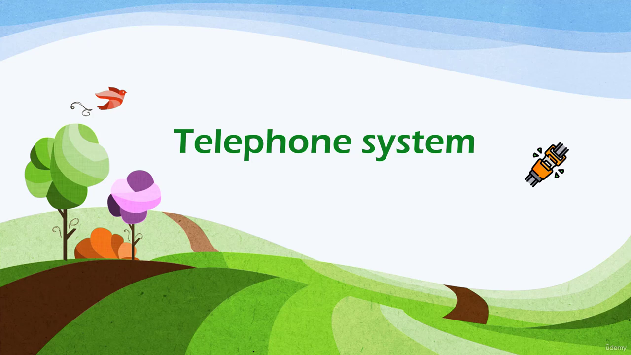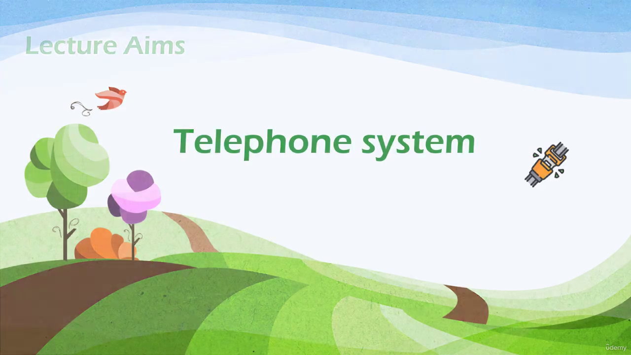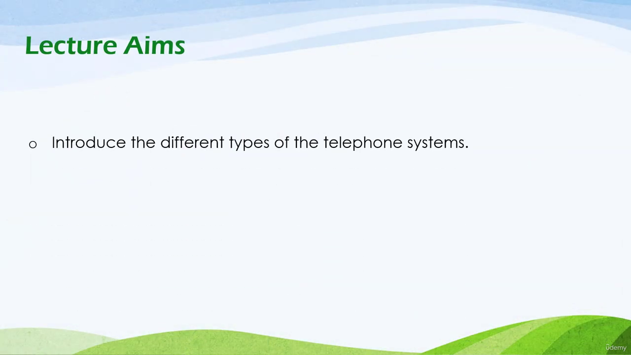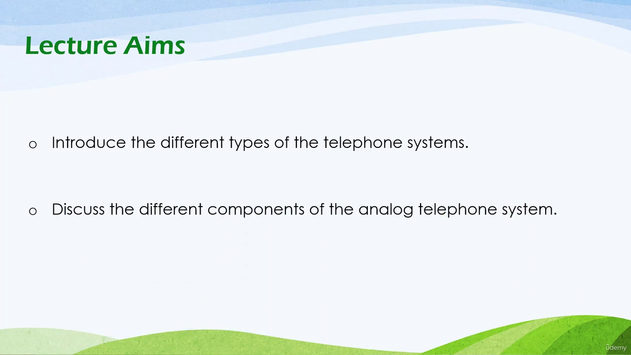In this tutorial we will start talking about a new important and essential light current system, which is the telephone system. So fasten your belt and let's get started. The aim of this tutorial is to introduce the different types of telephone systems as an introduction to our topic. Then we will learn about the analog telephone system and its different components, as we need to analyze the analog or the traditional telephone system by knowing its different parts and how each of them is working.